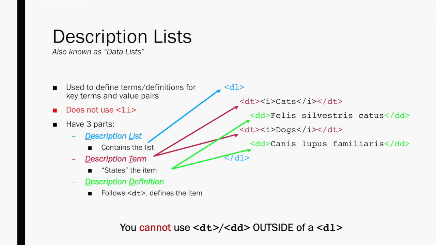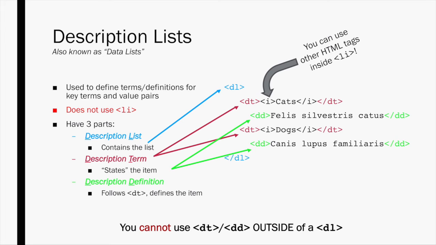You can use standard tags inside the DT tags as well, or pretty much in the DD tags as well. We'll get to that in just a minute. But it's just like the LI tag that you can use things inside of it. And lastly, you have the DD, the description definition. This follows the DT, or the description term, and defines the item that's actually being listed.